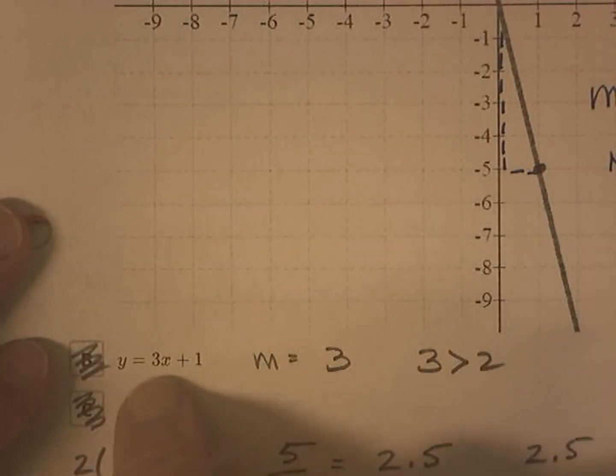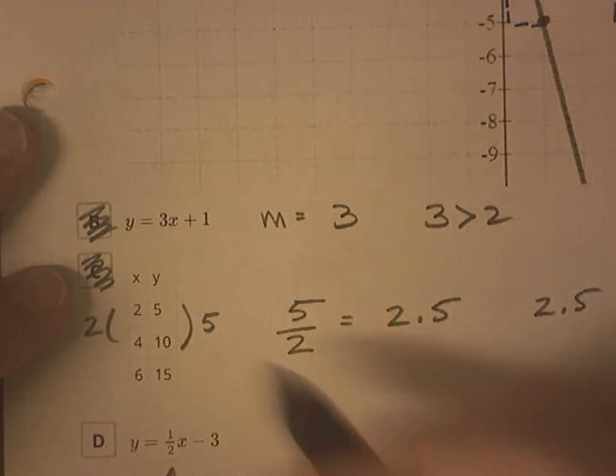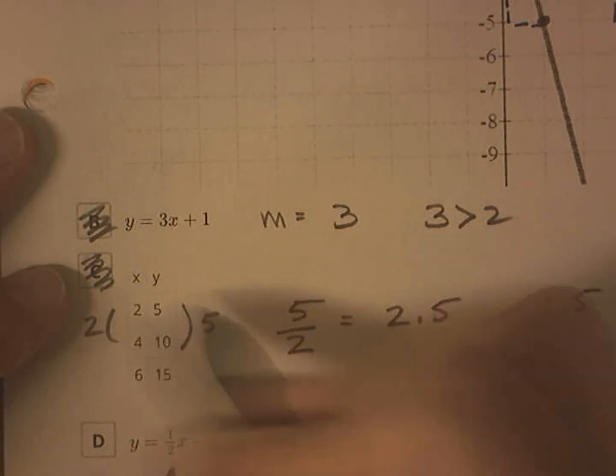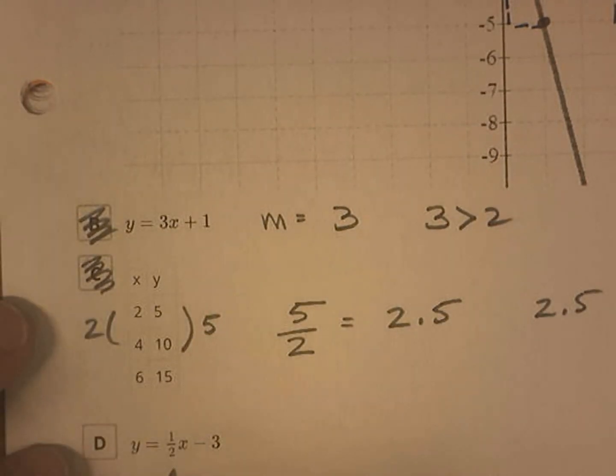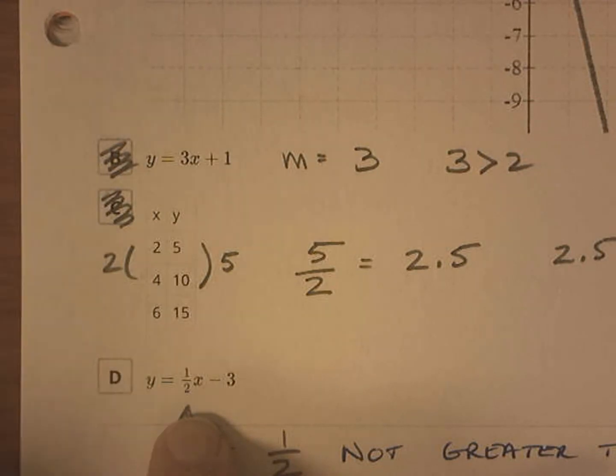This one has a slope of 3, which is greater than 2, so I'm going to select it. This guy, I'm going to find the rate of change, so it's 5 over 2, which is 2.5, which is greater than 2, so I'm going to select it. And this one's at a half, which is not greater than 2, so I'm not going to select it.